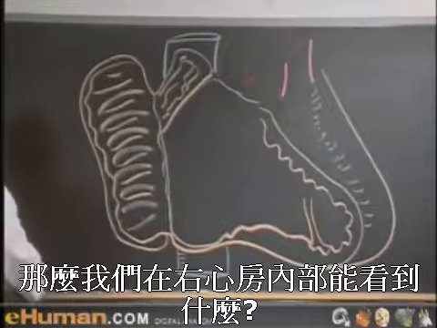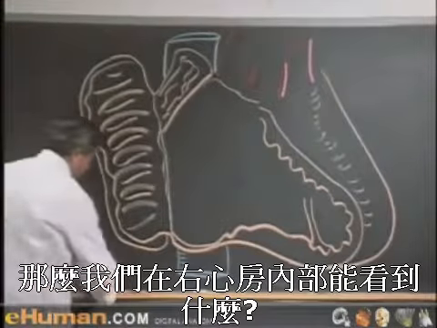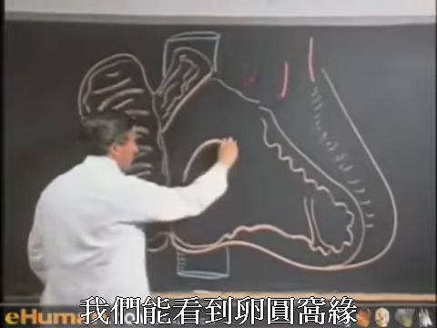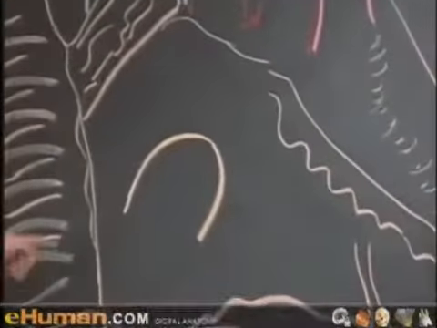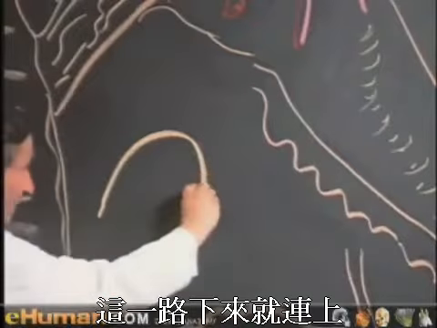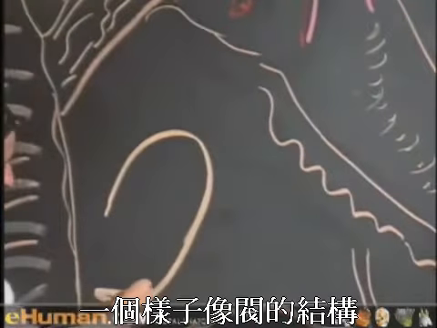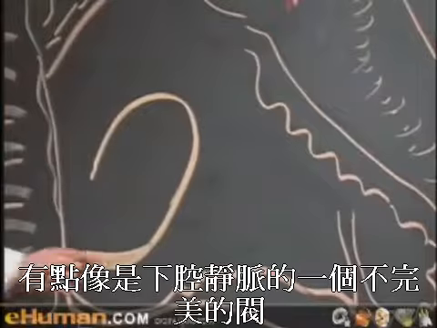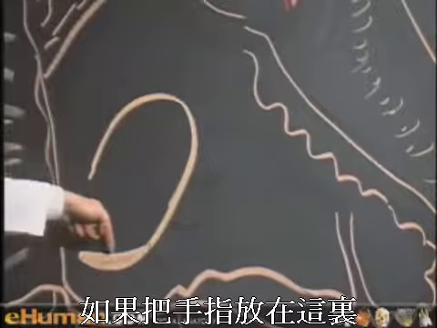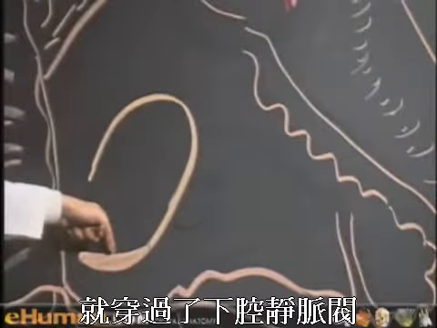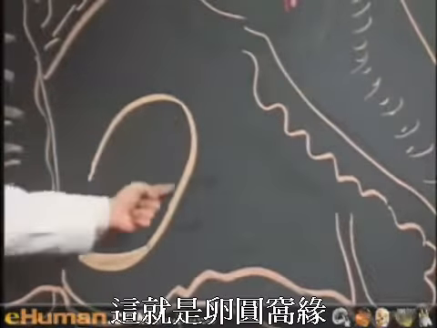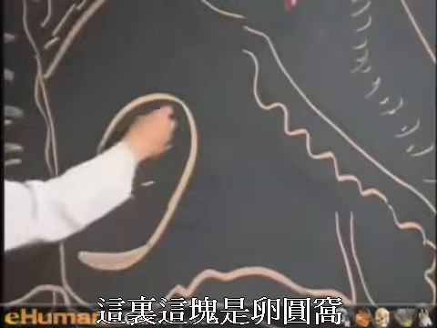Now what can we see inside the right atrium? Well, first of all, on the septal wall we can see the annulus ovalis, which you remember embryologically is the lower margin of the septum secundum. And this sweeps down and becomes continuous with a valve-like structure, which is really a sort of imperfect valve to the inferior vena cava. If you put your finger down here, you go on the other side of that cusp of the valve for the inferior vena cava, and so come down into the inferior vena cava. So this is the annulus ovalis, and this area here is the fossa ovalis.